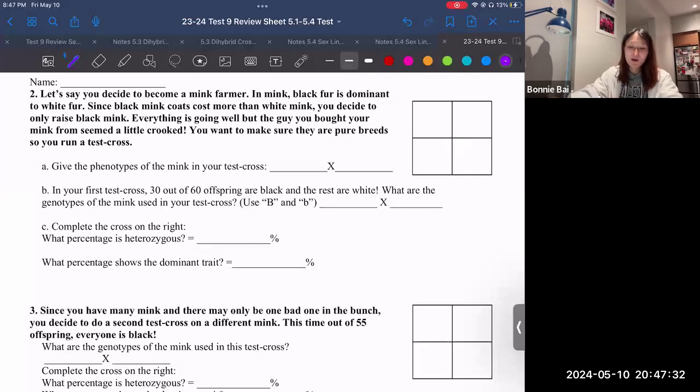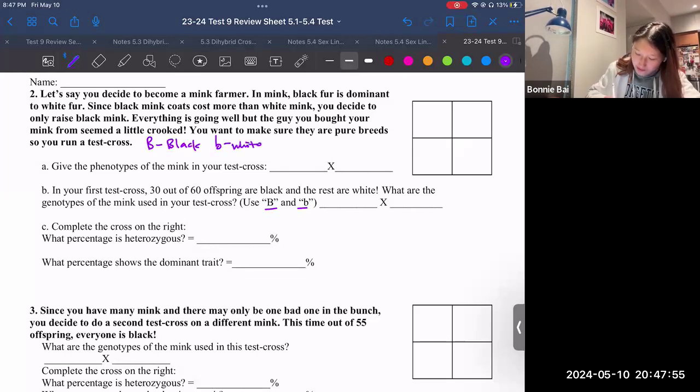Apparently you're becoming a milk farmer. In milk. No. It's not milk farmer. It's mink farmer. In mink, the animal. Black fur is dominant to white fur. It doesn't tell me what letter to use. Oh, wait, it does. Whoops. Okay. So we want to say, sometimes I like to write it out. So big B is black. Little b is white. Okay.